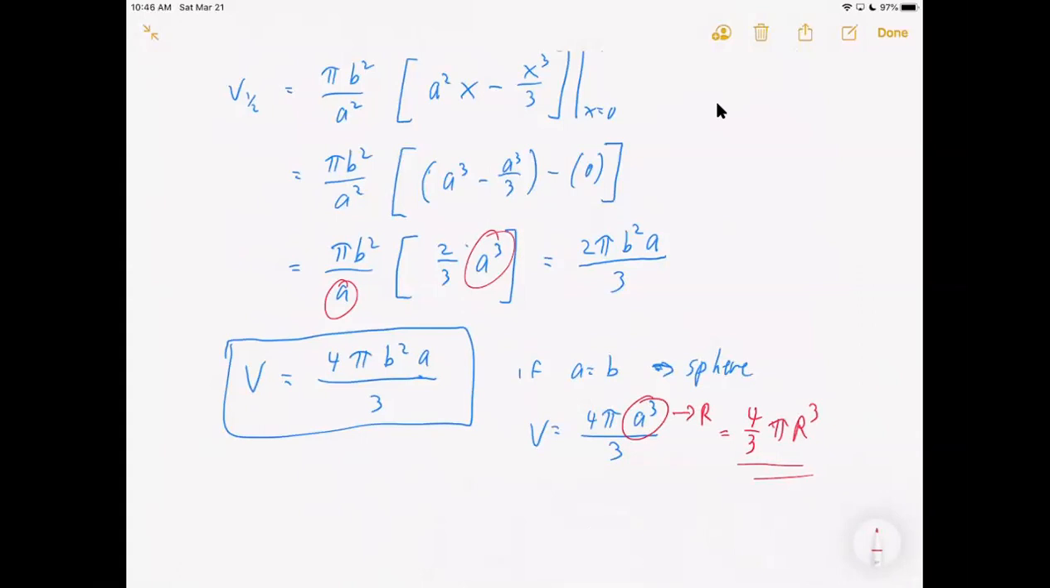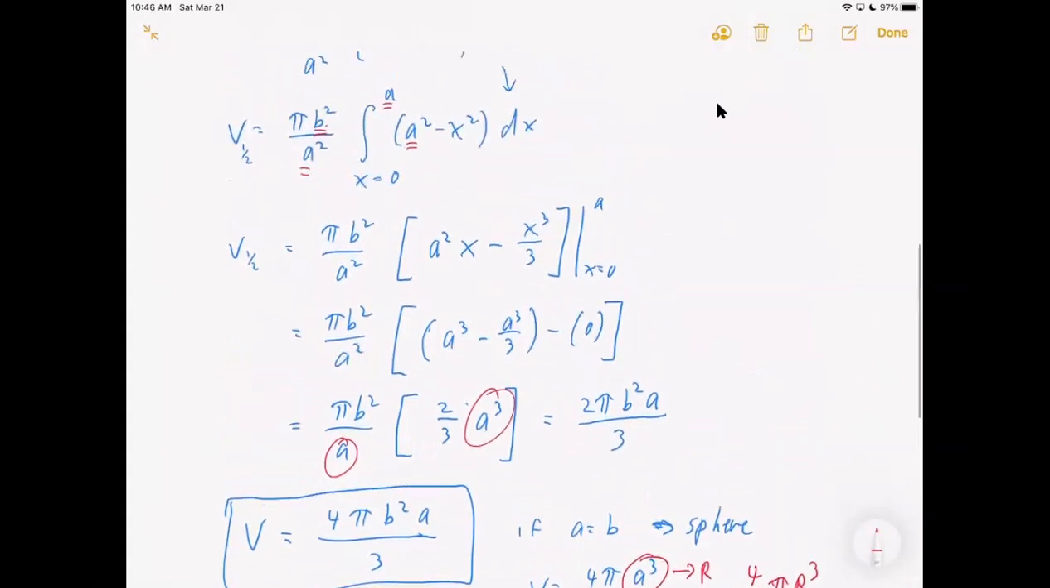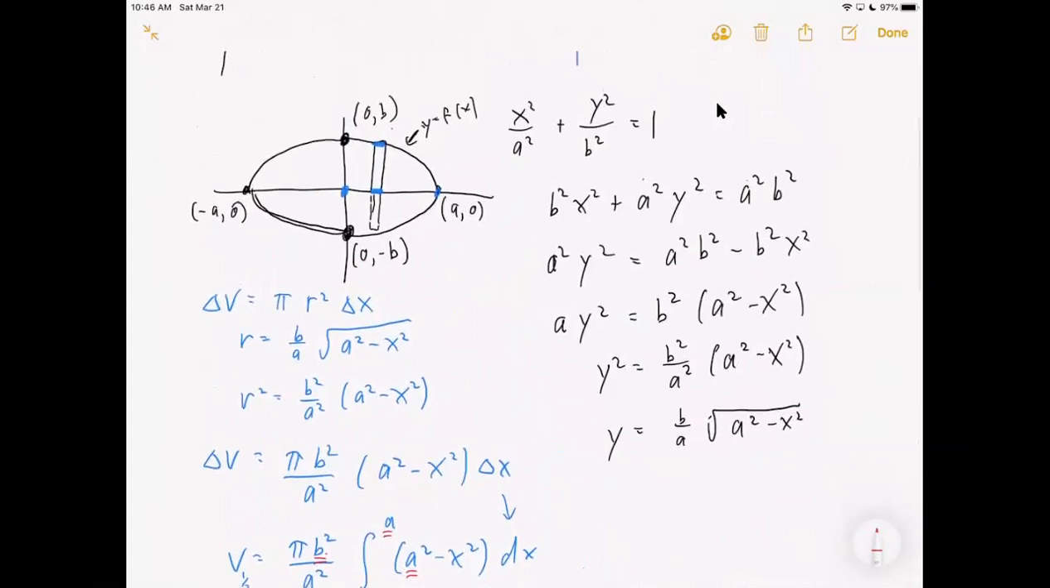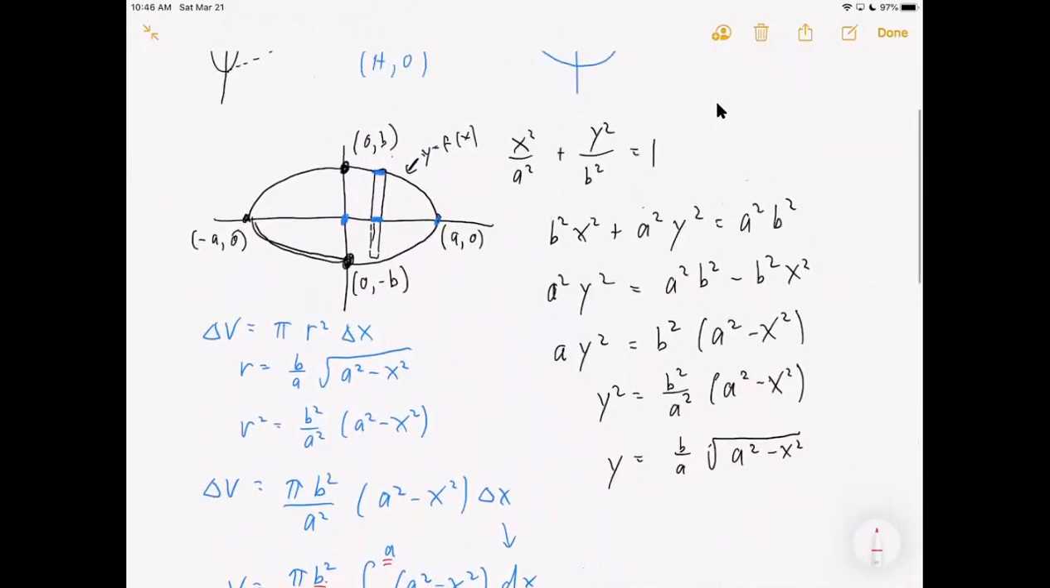So this case is harder than what you'll have to do for the sphere or for the cone. So this is a good template that you can use when doing those things.